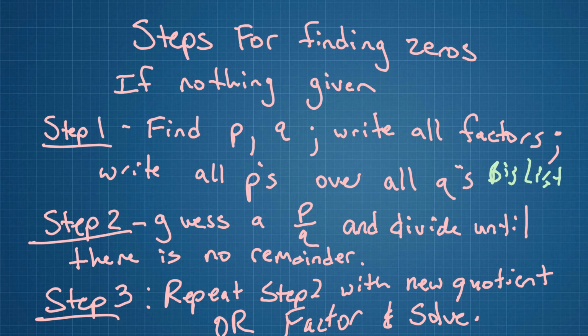Now then you have a couple options. In step 3, you can repeat step 2 with your new quotient, so pretend it's a brand new problem. Or if you're able to factor it, you can just factor it and solve. And then sometimes you could use the quadratic formula, so that's an option too. Okay? And we're going to start with 20 and move on.